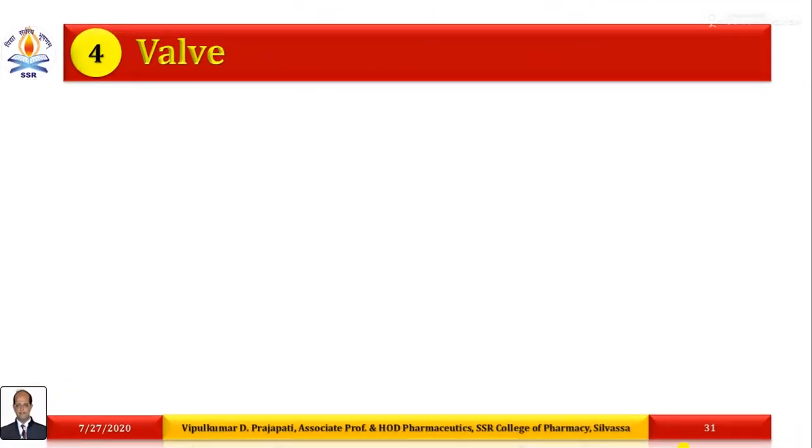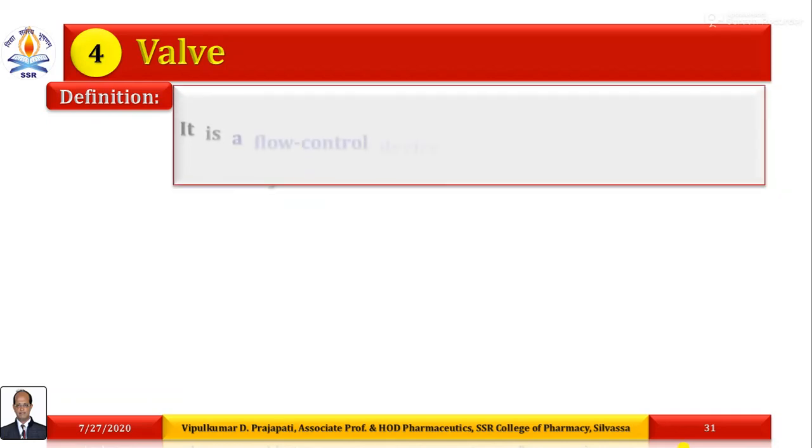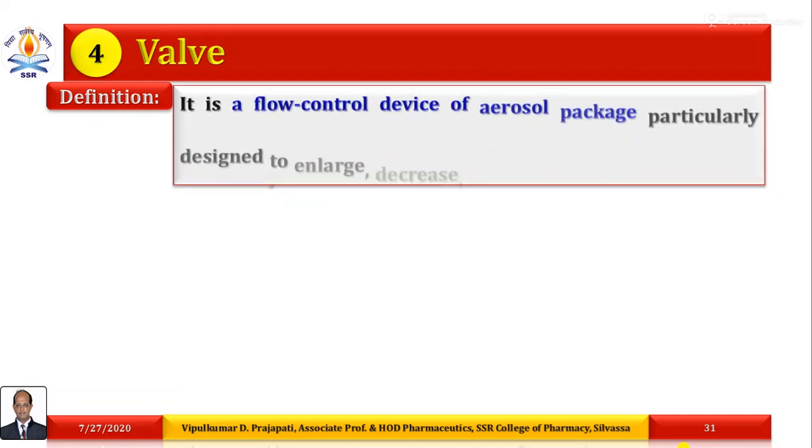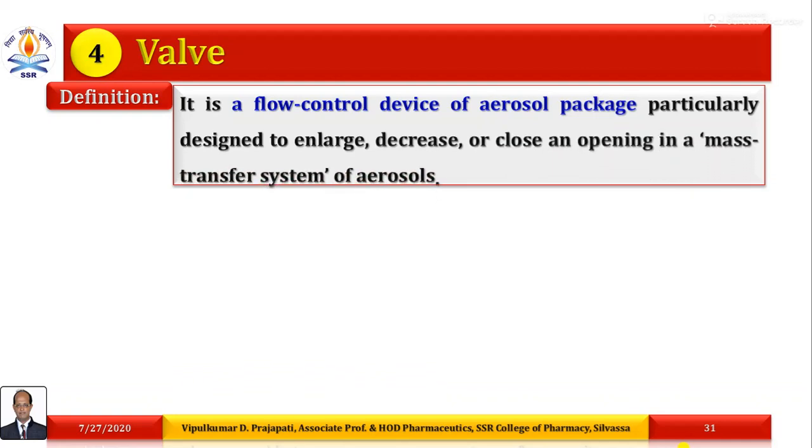Fourth type of component of pharmaceutical aerosol container, that is the valve. How is it defined? It is a flow control device of the aerosol package, particularly designed to enlarge, decrease or close an opening in a mass transfer system of aerosols. So it is known as a flow control device of an aerosol package.